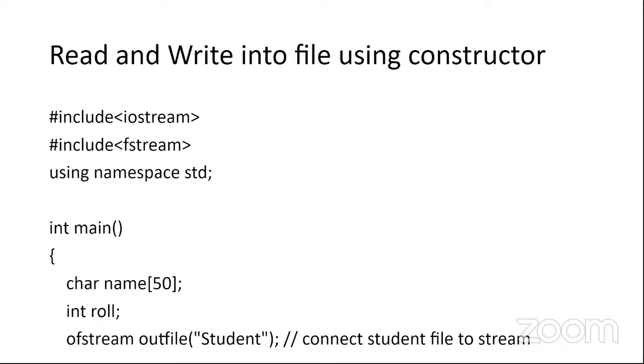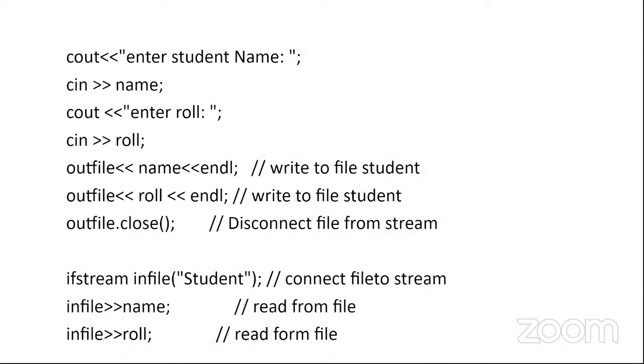Then we connect the student file to a stream, and this is an ofstream, so it will be used for writing into a file. And now next. So now we show the message enter student name, which will be stored in the name variable, and then enter roll, which will be stored in the roll variable.